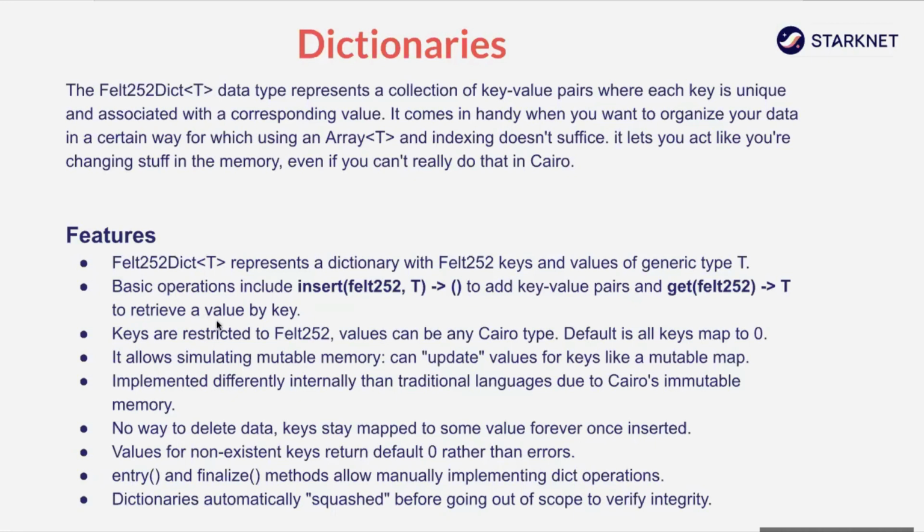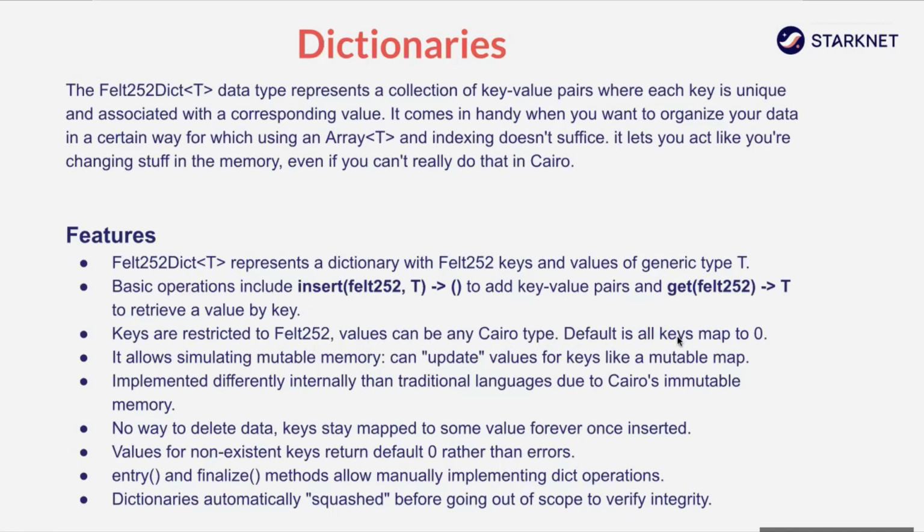So the basic operations for dictionaries are insert, which inserts the key, which I said has to be of felt252, and then the value. So to add key-value pairs, you use insert, and you use the get method, you pass in the key and then you get the value, to retrieve a value by key. So keys are restricted to felt252, like I mentioned. Values can be any Cairo type.